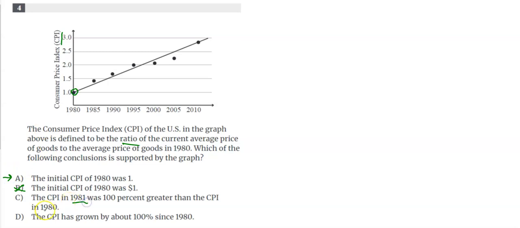CPI 1981 was 100% greater. 81 was about here. Now it's just barely greater. I don't think that's it. CPI has grown about 100% since 1980. So it was 1 in 1980, which you would expect then in 2010 to be twice as much, which would be 2. It's more than twice as much. It's not that. It's got to be A.